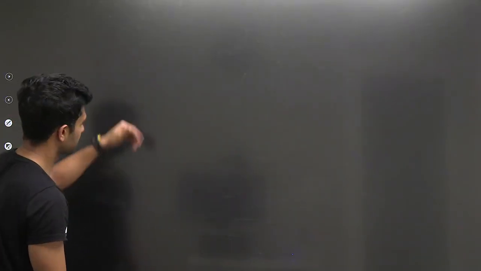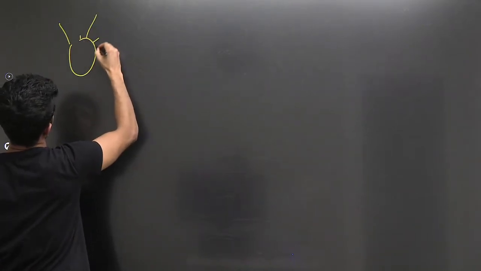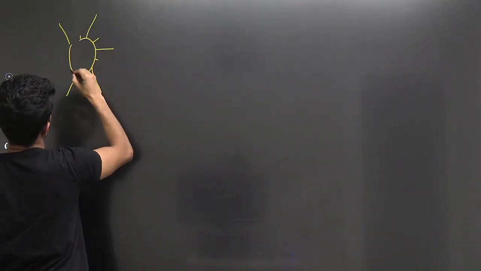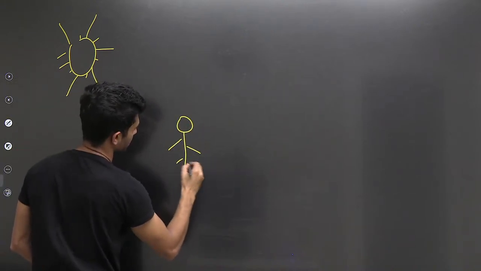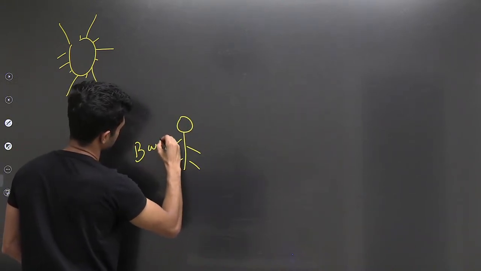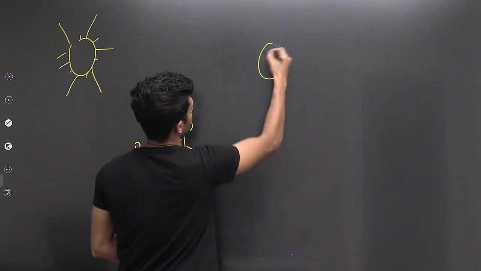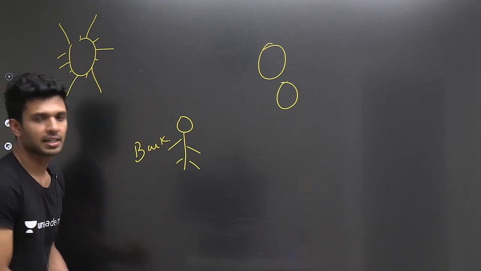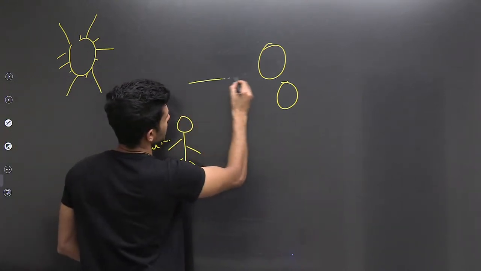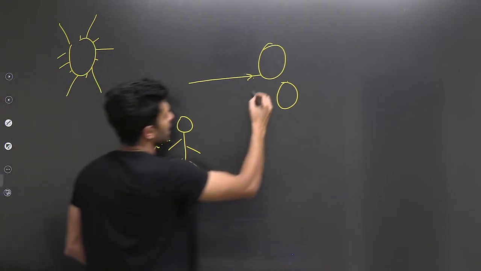Look, again, next case. Here we have our sun. And we are here, this is our backside. And here we have our droplet. Let's say two droplets. Now, let's say here we are having a light ray which is incident at the bottom. What will happen? It will undergo refraction.